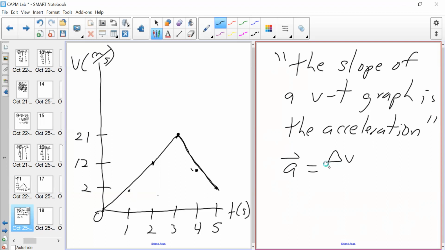Acceleration is delta V over delta T. Very similar to m equals change in y over change in x. You should be familiar with that point slope or that slope equation.